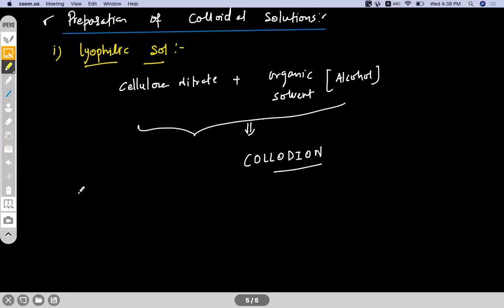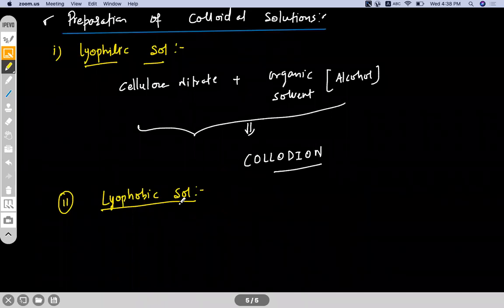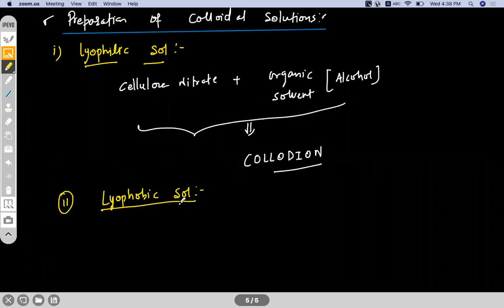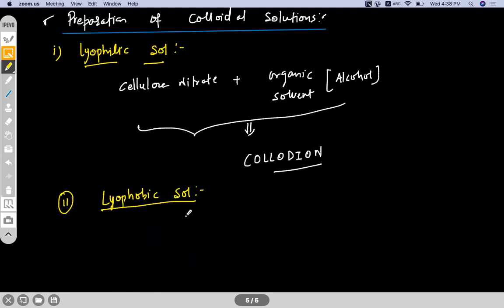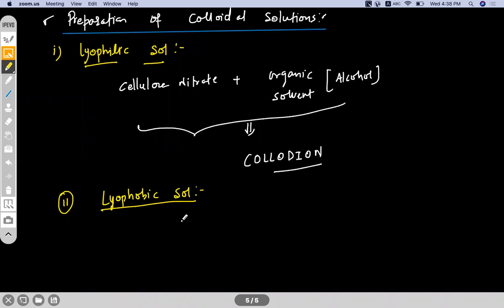Now, you can easily understand the second one, that is lyophobic sol. It is water repellent. So we cannot just mix the two substances and get the solution, because the dispersed phase will repel the dispersion medium. So it is not that easy to form, and we have to have specific methods in order to obtain lyophobic sol. Since it is water repellent, we also use some substance which works as a stabilizer to stabilize the sol.